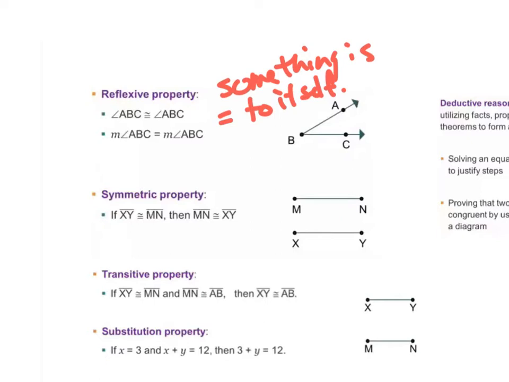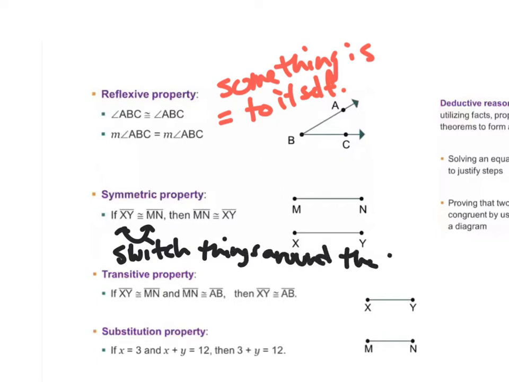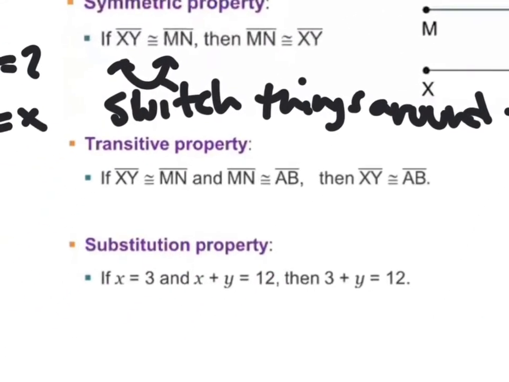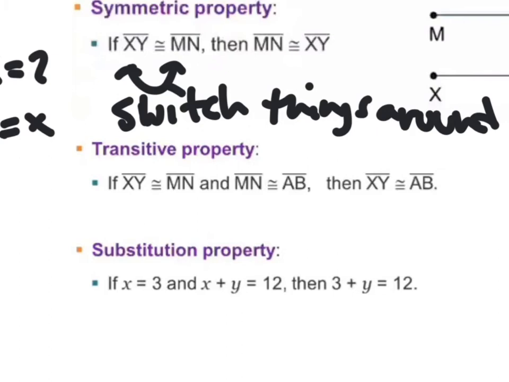All right, the next property is the symmetric property, okay? And what that means is that you can switch things around the equal sign. Okay, you can flip them around. Okay, an example of that would be like x is equal to 2. That means 2 is also equal to x. Just switch them around. Okay, the transitive property, just try and stay with me, guys.